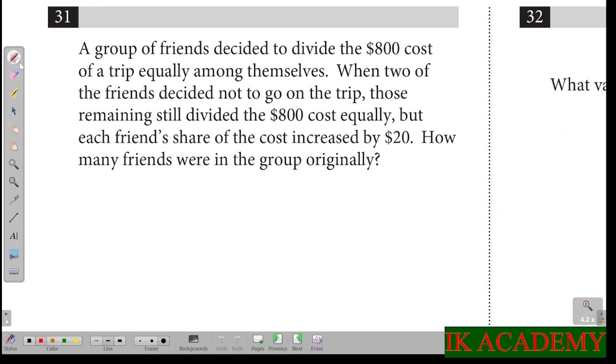Question number 31. It says, a group of friends decided to divide the $800 cost of a trip equally among themselves. When two of the friends decided not to go on the trip, those remaining still divided the $800 cost equally, but each friend's share of the cost increased by $20. How many friends were in the original group? So I am going to suppose that n is the number of friends.